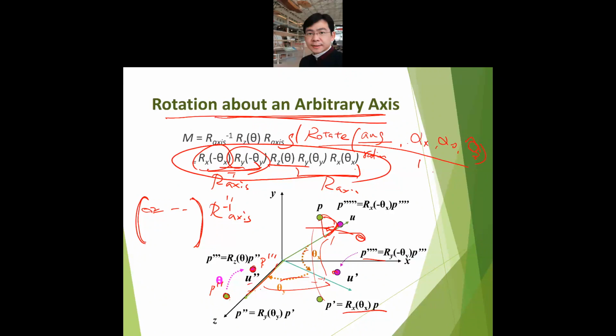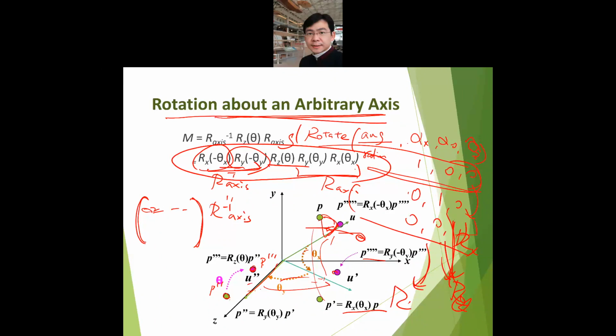may use it with, for example, 1 0 0. That means the rotation axis is x, and this will make it easier to decompose or analyze a problem. And if you set it as 0 1 0, that means your rotation is around y, and 0 0 1 will make your rotation around z. Sorry, this one should be y, and this one should be z.